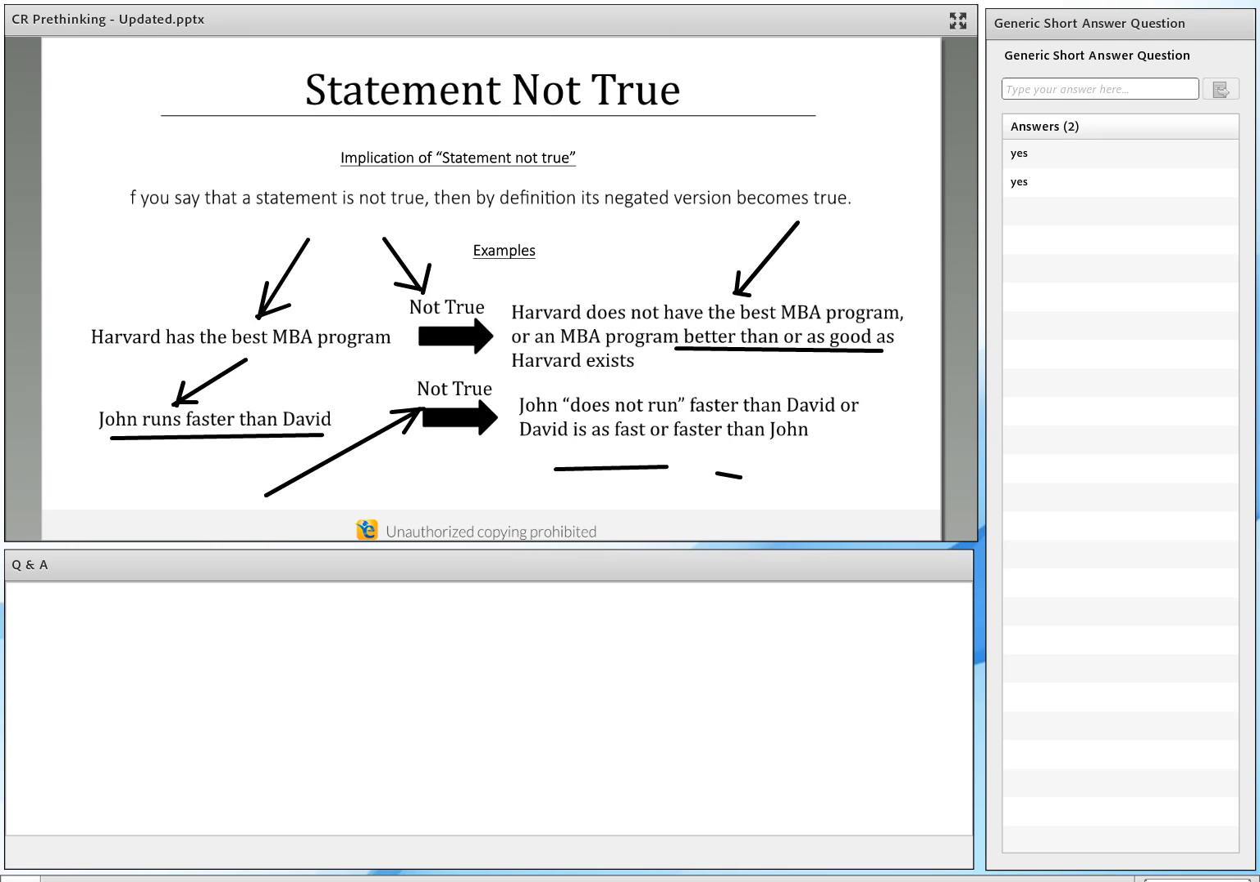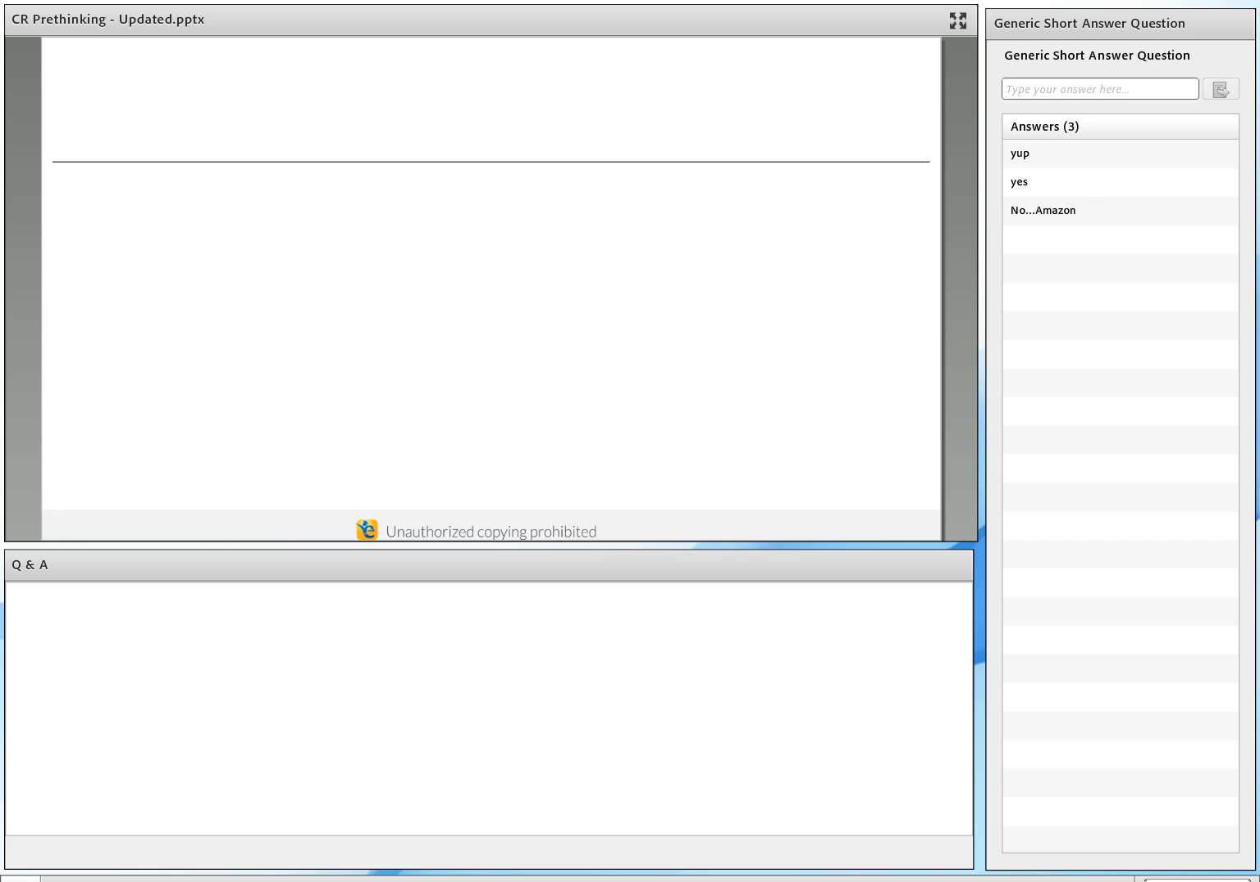Or in other words, Google's the best company to work for. If someone says, no, that's not true, by definition, what it's saying is, hey, there's a better company or a company that's just as good to work for as Google is. Okay. And that's really important. That logic aspect at the statement level is really important. Okay. Now let's look at must be true.